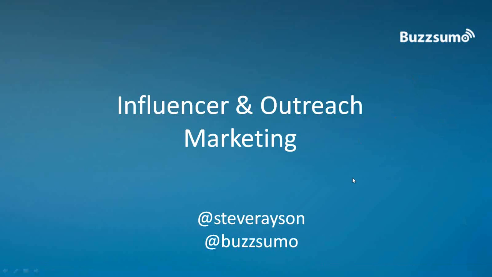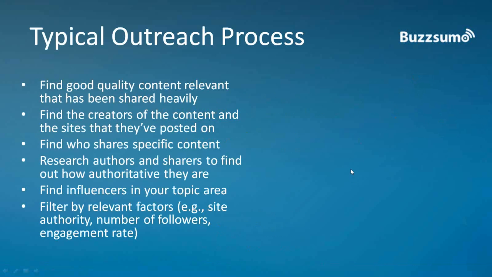So you'll all, I'm sure, have some form of outreach process that you undertake as part of your influencer marketing, and it might look something along these lines. You might find content that's shared heavily. You might look for who creates that content, who's influential to the extent they get content shared a huge amount. You might even look at who's sharing the content, so who's amplifying that content, who's helping make it go viral. You may be researching authors as well as sharers to find out just how authoritative they are.